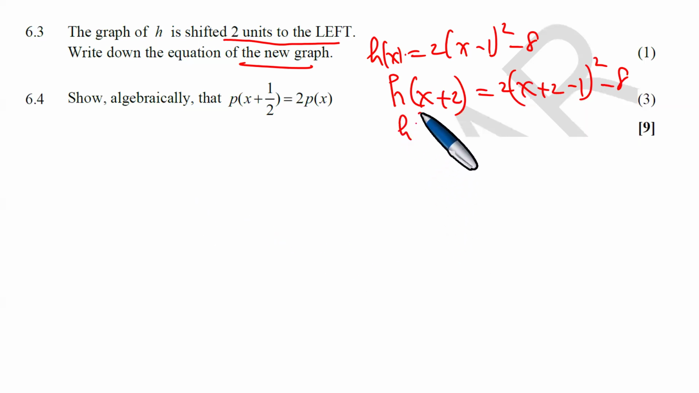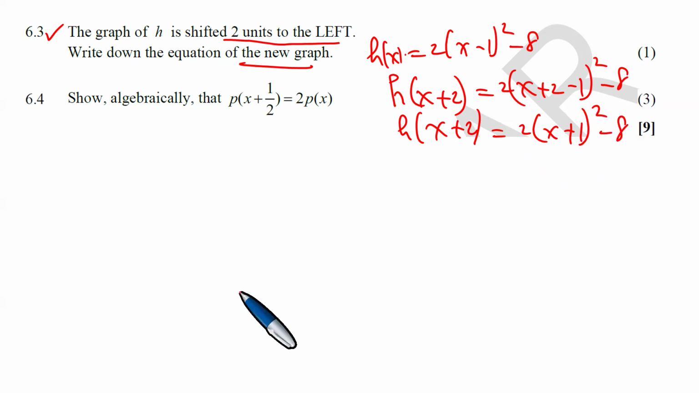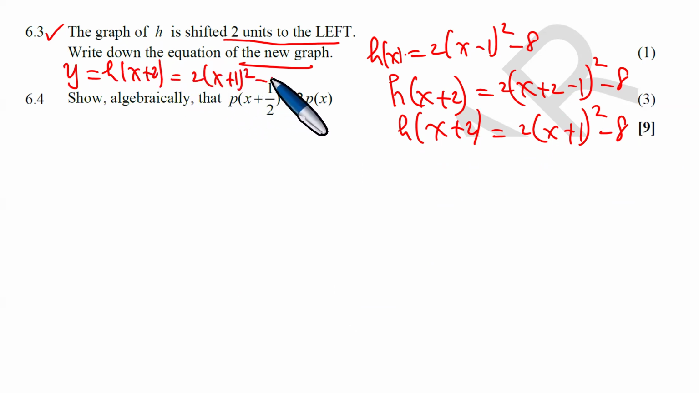And then the new graph is going to be, okay, we're looking at 6.3, remember? Right, so it's going to be h of x plus 2 equals 2 open bracket, x plus 2 minus 1, which is x plus 1, you square that, minus 8. And that is the answer. So write down the equation of the new graph. Okay, you can write the new graph as h of x plus 2, and this is 2 open bracket x plus 1 squared minus 8.